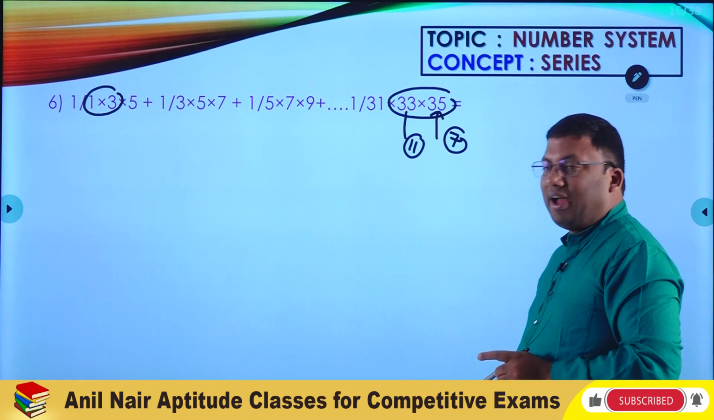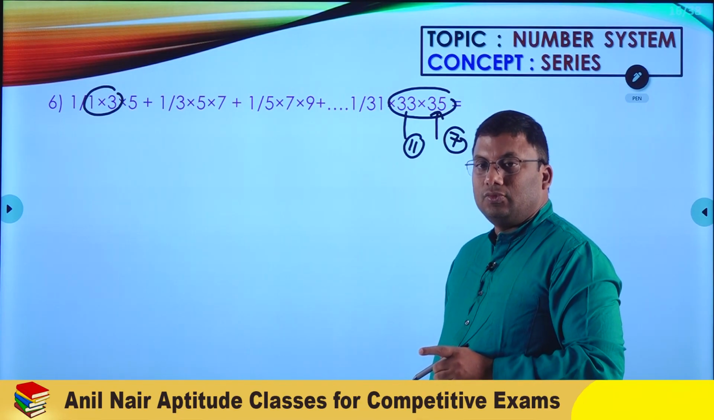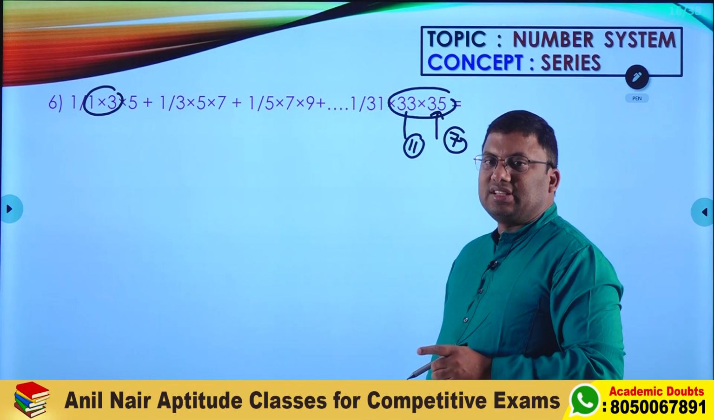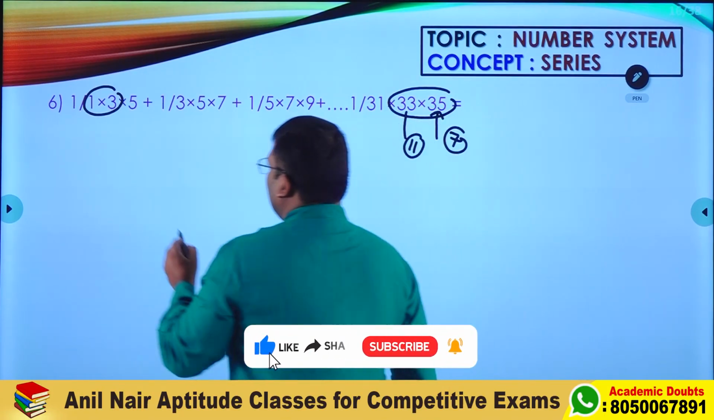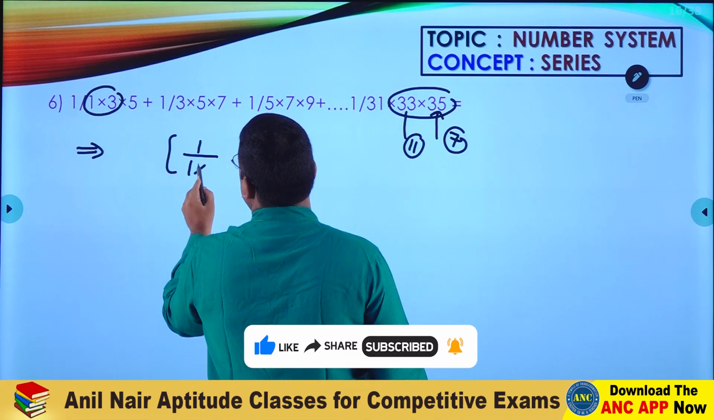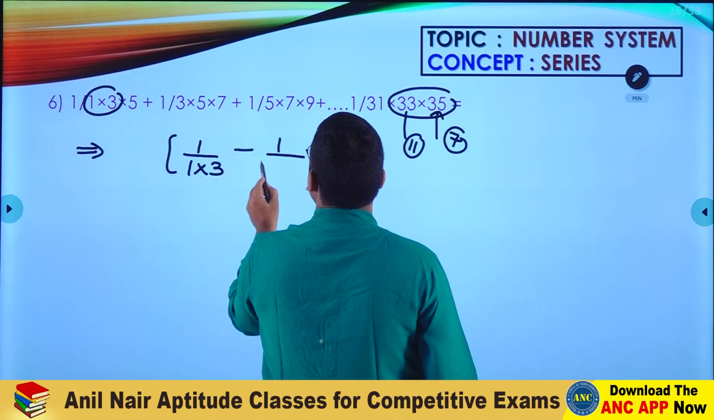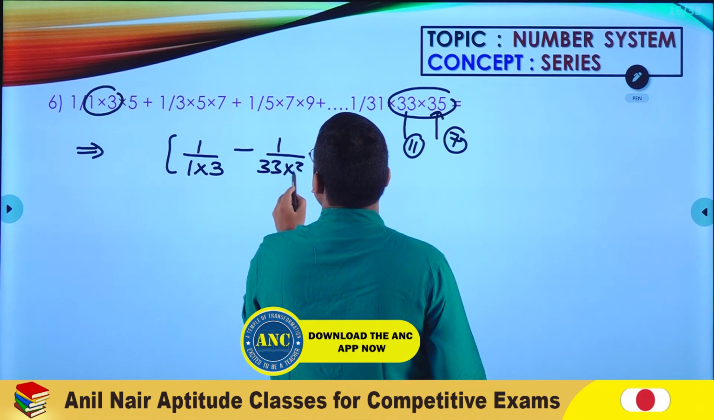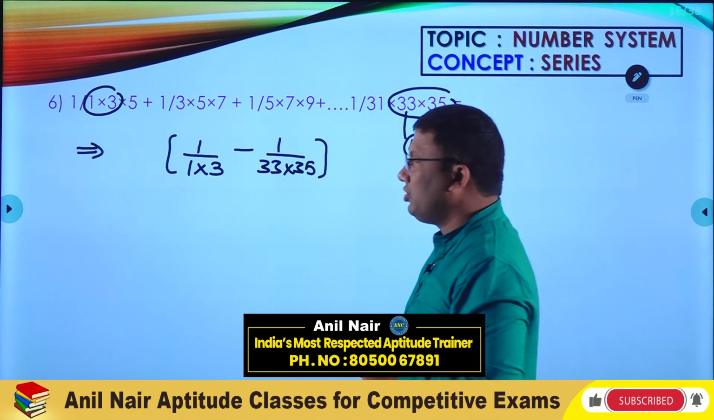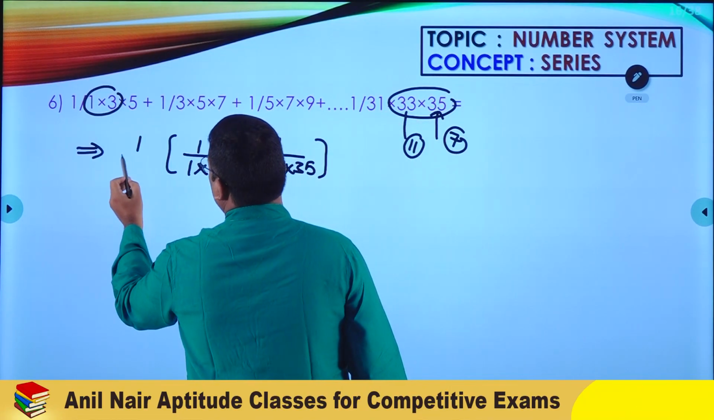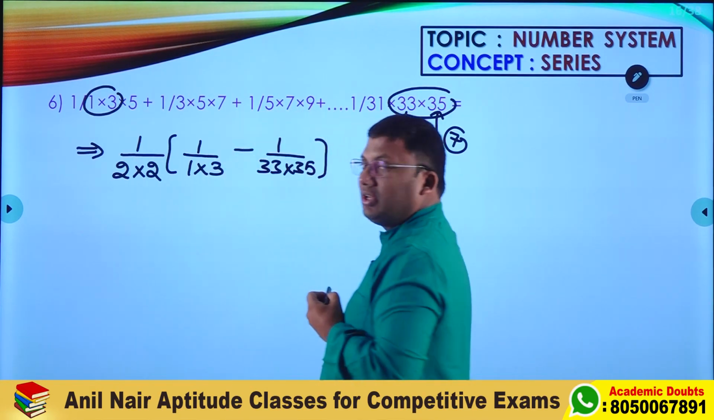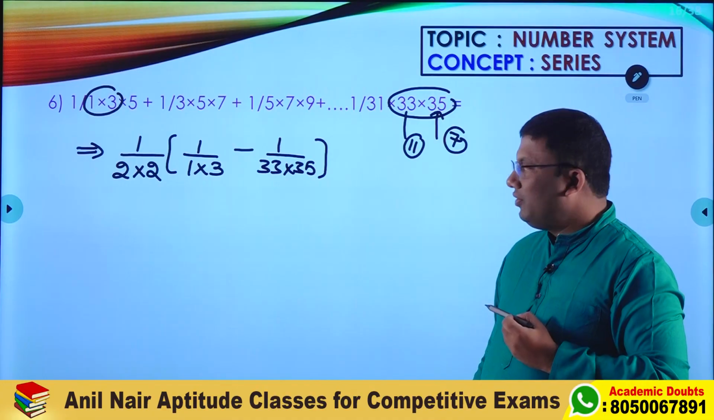The denominator should have values related to 7 and 11. If 3 values are there, the answer will be: write down the first 2 values and the last 2 values. This is the traditional method. 1 by 3 minus 1 by 33 into 35. It is 1 by, the difference is 2. The 3 numerical values are becoming 2. 1 by 2 into 2.